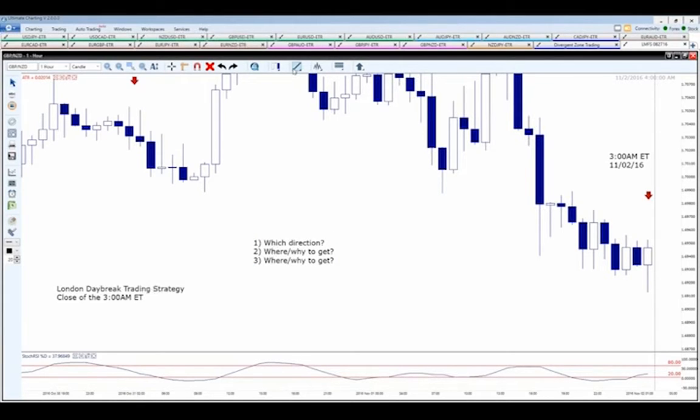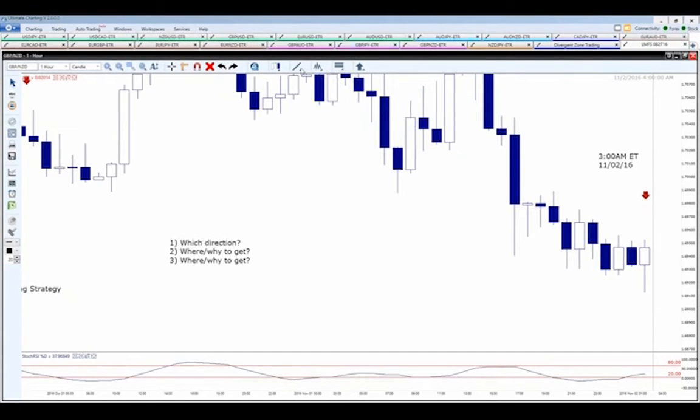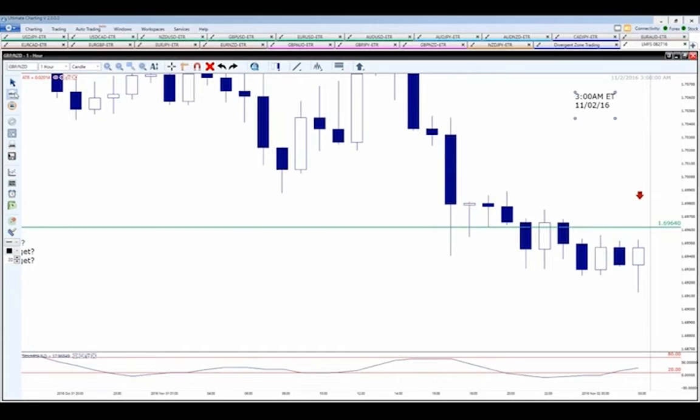So let's determine which direction we believe the market's going to go. Remember, we're looking for that directional movement. At the close of this 3 a.m. candle, we're going to place 2 pending orders. The first is 10 pips above the high of that 3 a.m. candle. Let me zoom in a little more. This is our entry buy, a pending order, plus 10 pips above the high of that 3 a.m. candle.